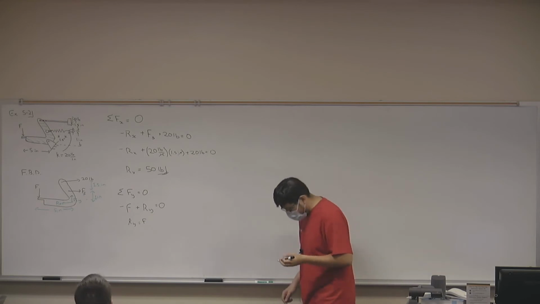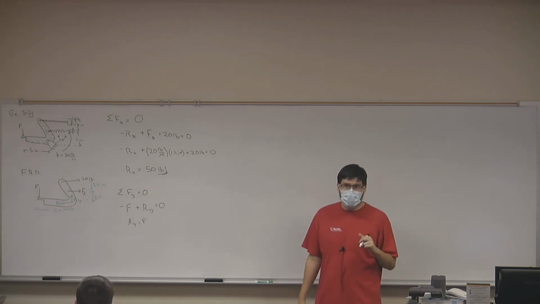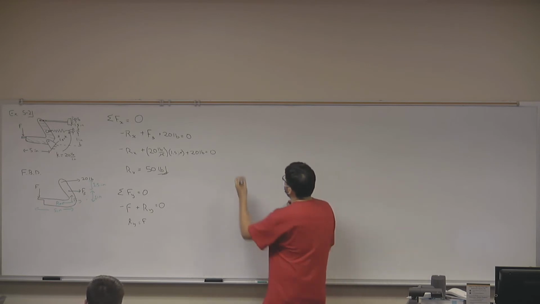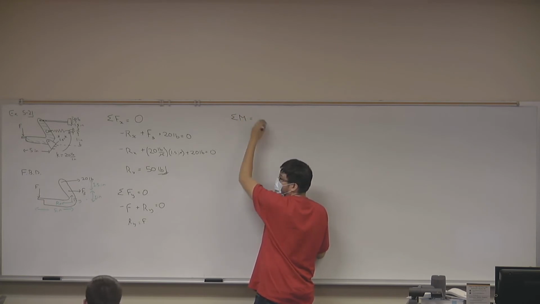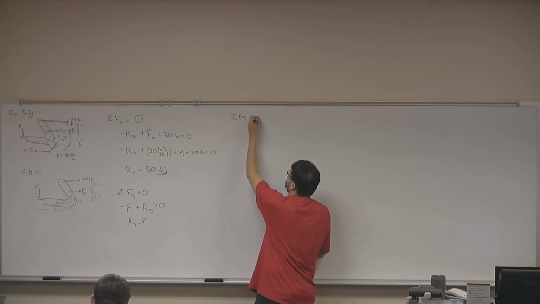There is no z-axis. Are we done? Can we not solve it? Or is there anything we can do to solve this problem? Moment. Okay. So we get sum of moments equals what, Chris? No, like general. Sum of moments general equals, there we go.